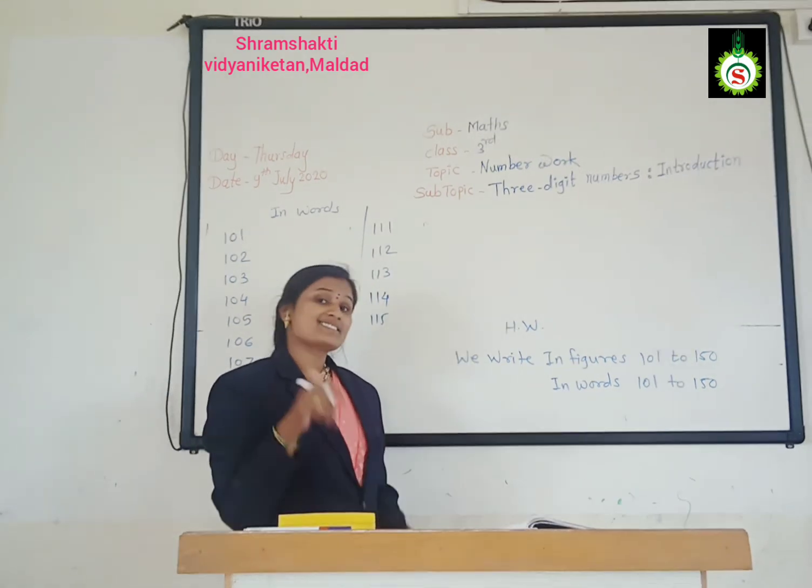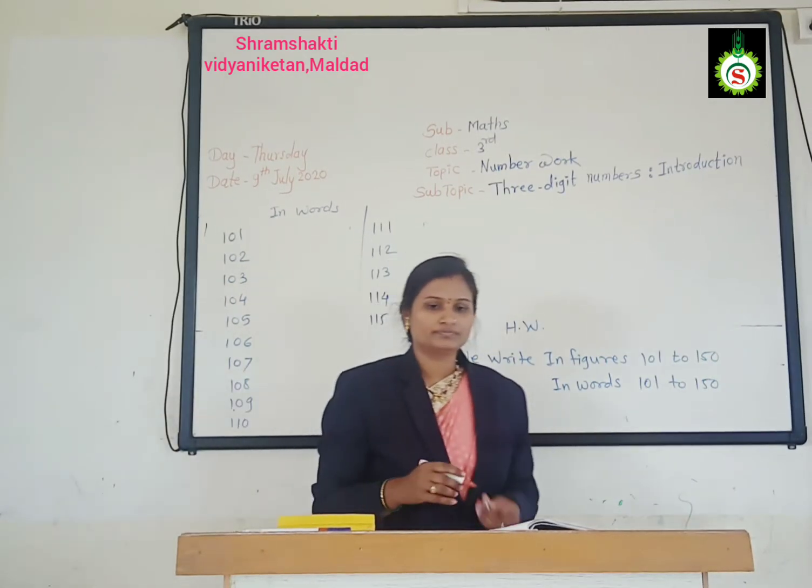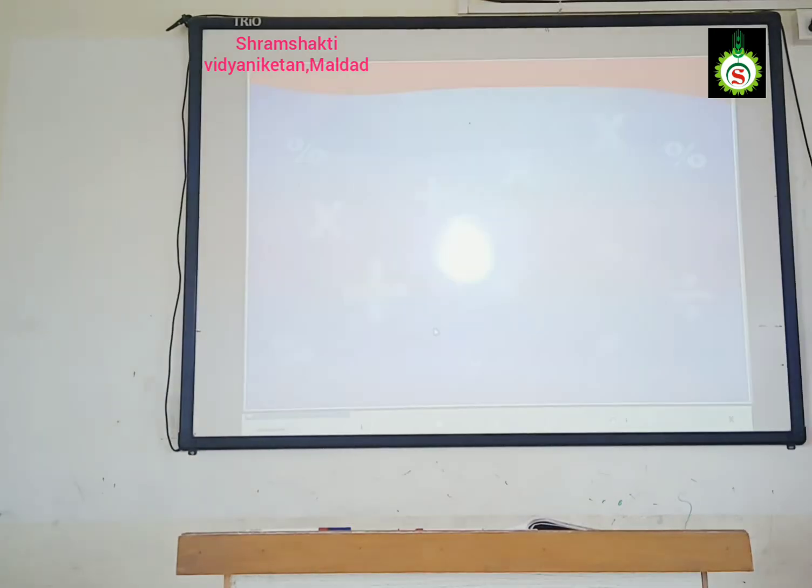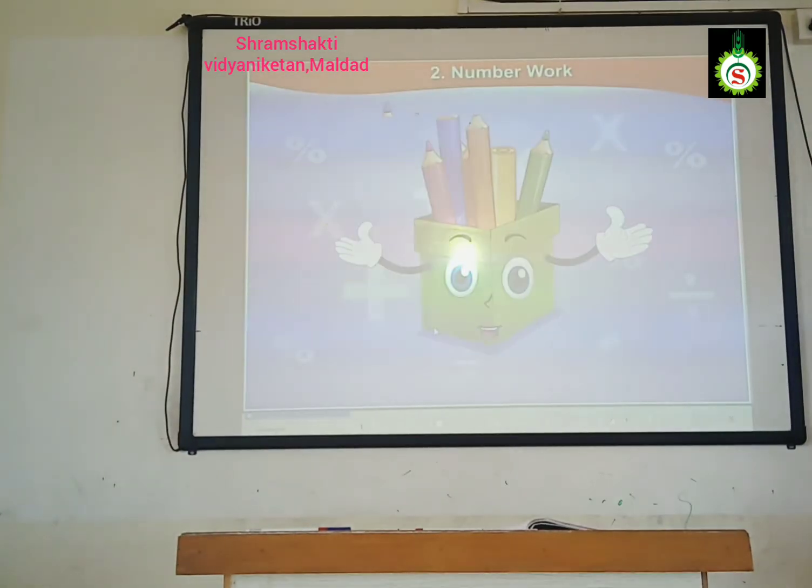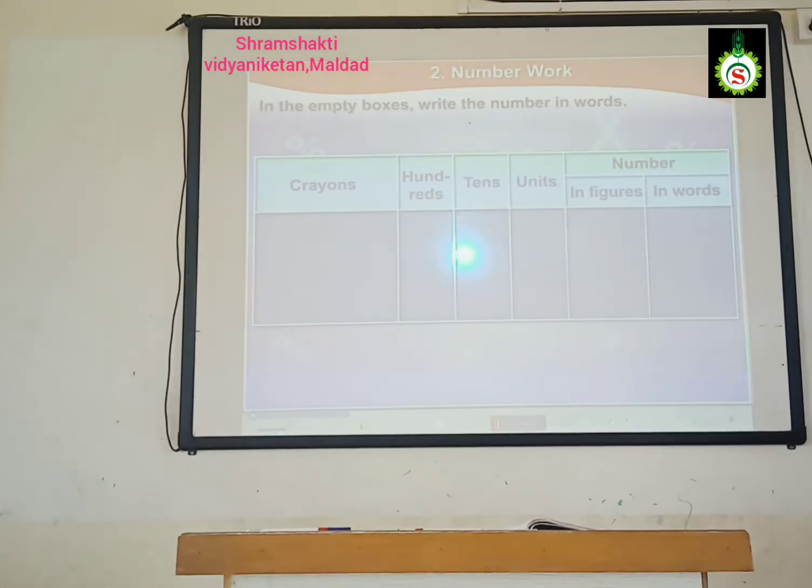This topic again see on digital code. Three-digit numbers. Introduction. In the empty boxes, write the number in words. Here we have crayons. And the next columns are hundreds, tens, units. Now we've got to write the number in figures and in words.